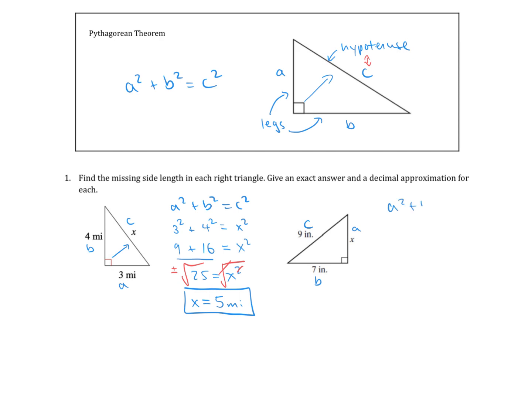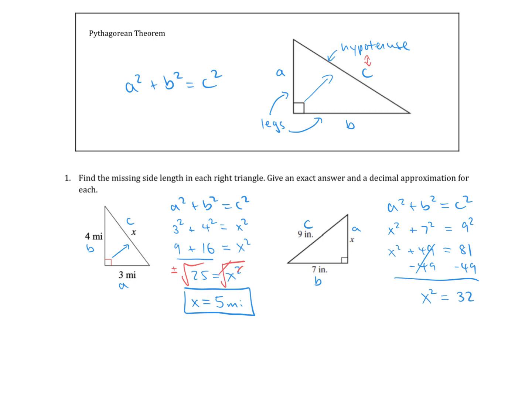I'm going to write the Pythagorean theorem, A squared plus B squared equals C squared, and plug in my values. A, I don't know, so I'm going to put X squared. And for B, it's 7, so plus 7 squared, and C is 9. So I put 9 squared. I square 7 and I get 49. I square 9 and I get 81. And this time to isolate X squared, I'm going to have to subtract 49 from both sides. That gives me X squared is equal to 32.